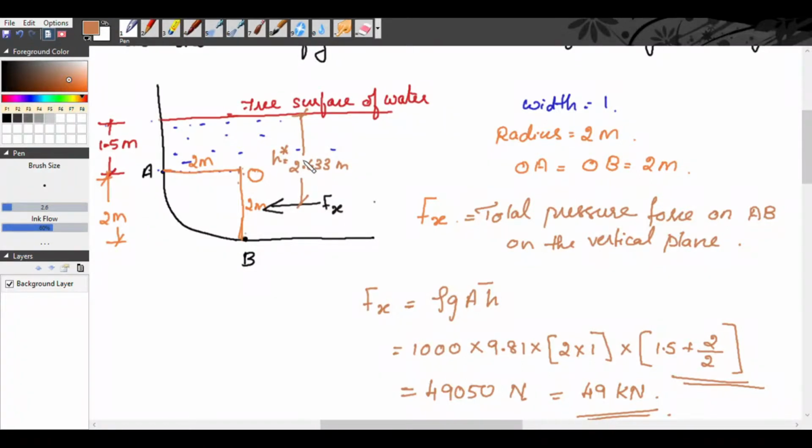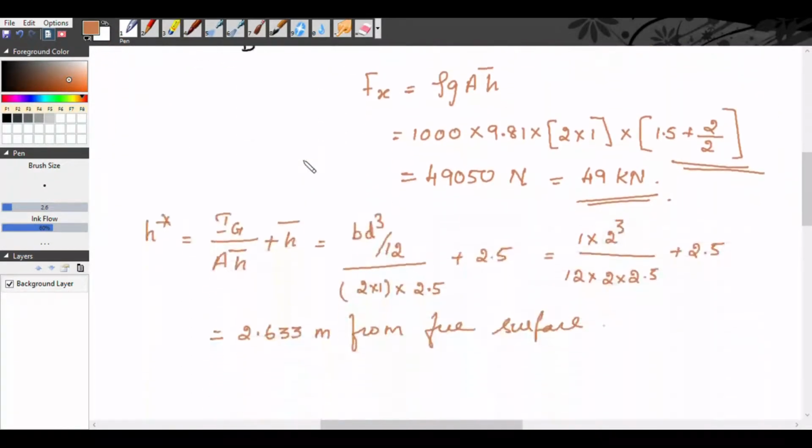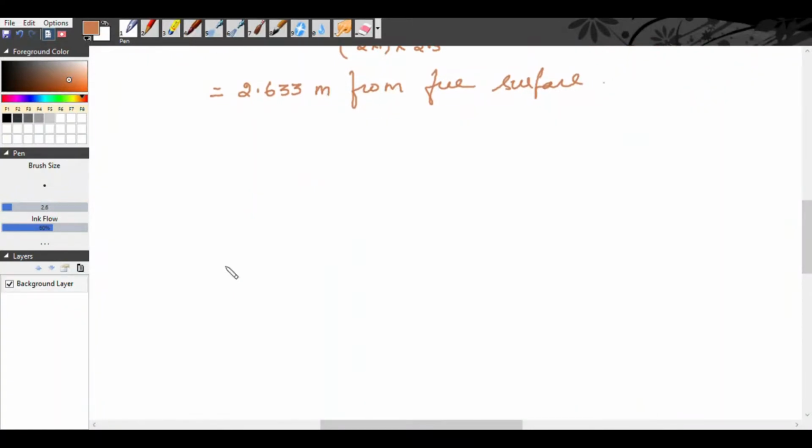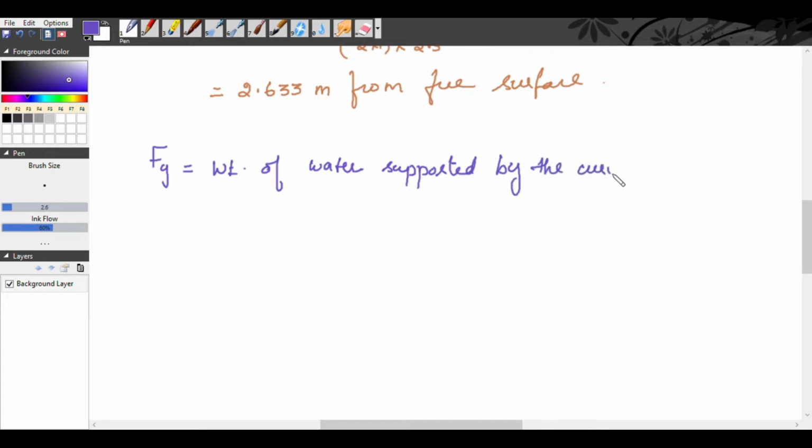Now we will find the vertical force. The horizontal force is over. Now we will determine the vertical force, that is Fy. We know Fy is equal to the weight of water supported by the curved surface. The weight of water, the formula is rho g into the volume of water.